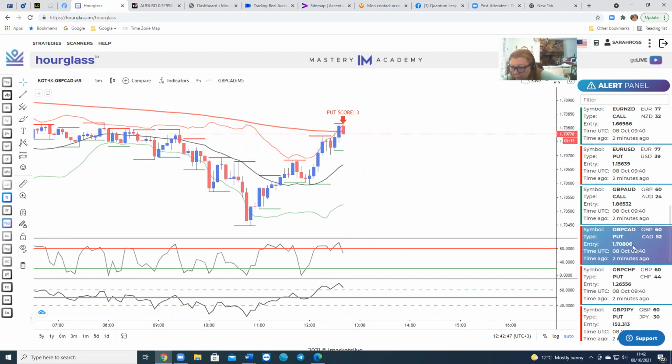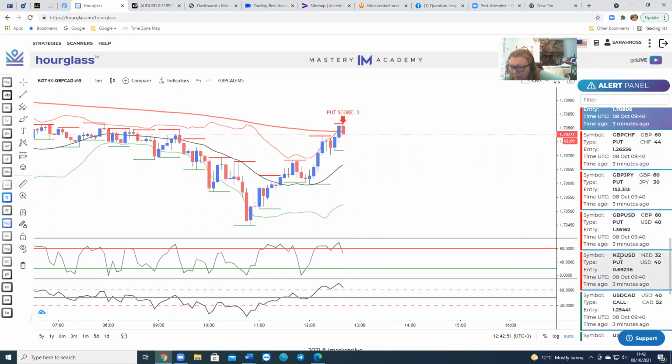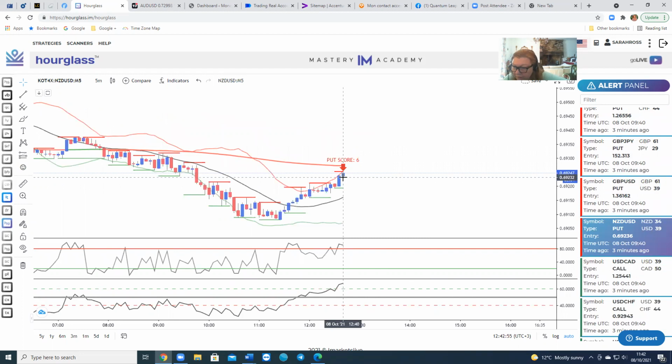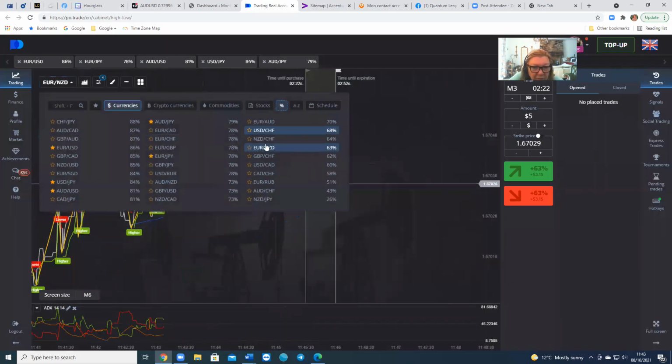That one, GBP, I wouldn't bother with that in London. Don't bother with that. NZD USD, put score of 6, 34 to 39. That looks interesting at 236. It's at 248. I don't have these on my TradingView. That is NZD USD. I don't know if it's on here. I don't know what it's paying out.